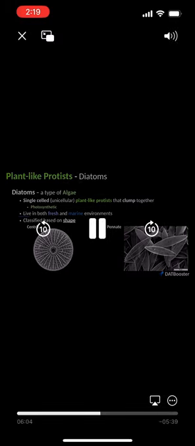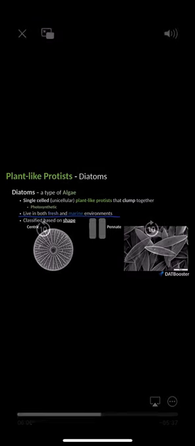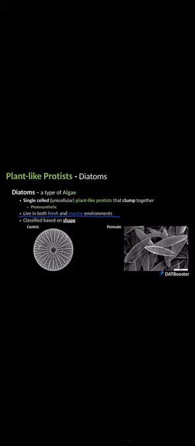And they're found in both fresh and marine environments. But remember, they're found in aquatic environments because they're a protist. They're classified based on their shape. So here we have a centric diatom, and then off on the right-hand side, we have a pinnate diatom. Here's a clump of them together.